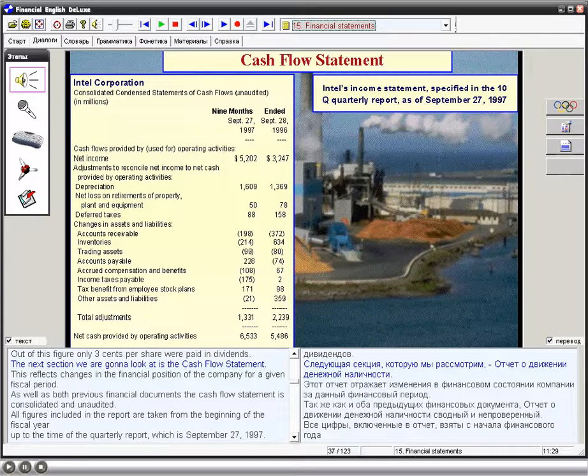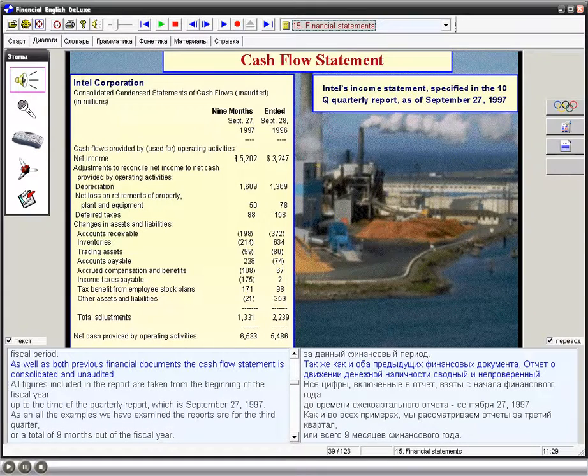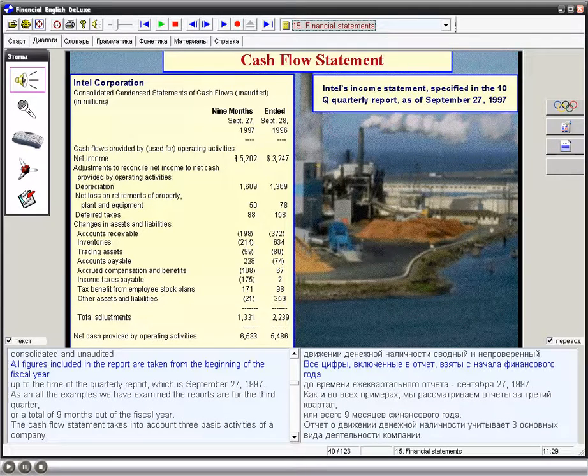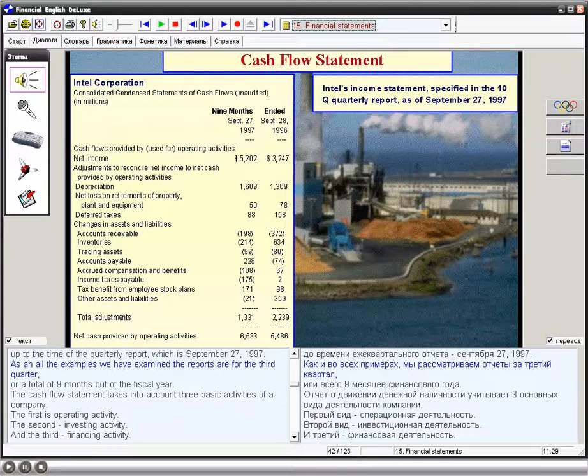The next section we're going to look at is the cash flow statement. This reflects changes in a financial position of a company for a given fiscal period. As well as both previous financial documents, the cash flow statement is consolidated and unaudited. All figures included in the report are taken from the beginning of the fiscal year up to the time of the quarterly report, which is September 27, 1997.